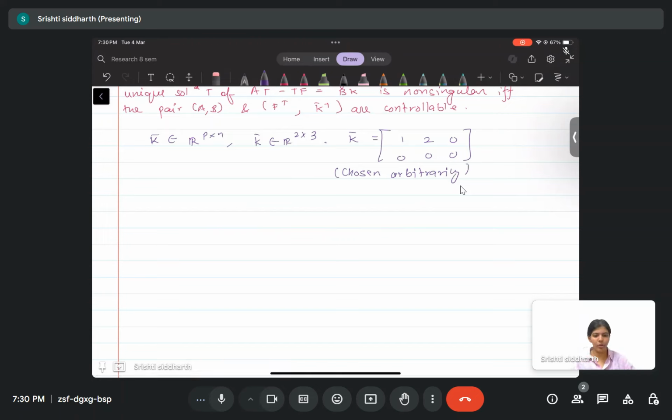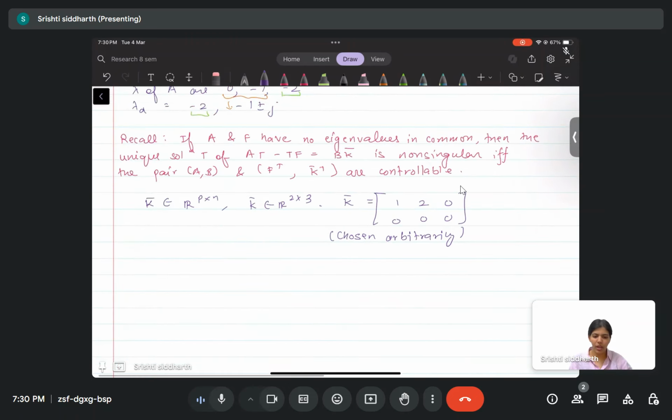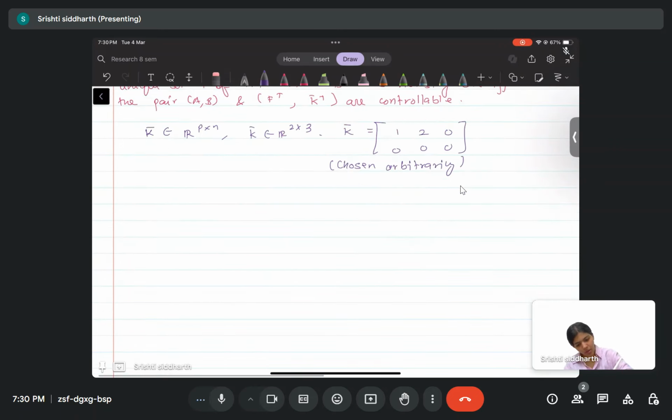Okay, and now we have to choose F. So, this is simple. And how do we choose F? We have to choose F such that it doesn't have any eigenvalue in common with A, and the pair F transpose, K bar transpose is controllable. So the controllability matrix for the system is going to be K bar transpose, F transpose K bar transpose, F transpose squared K bar transpose.